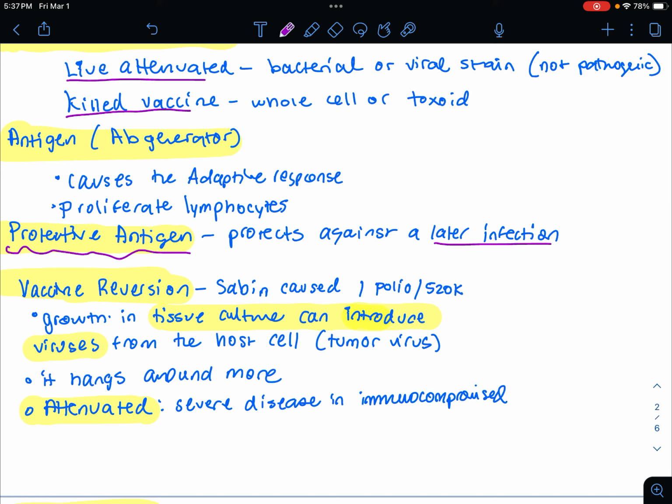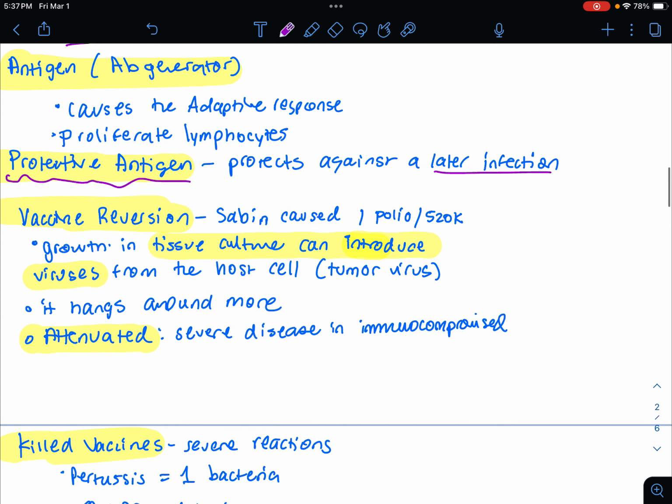Okay, so the oral Sabin vaccine, which was a live vaccine, we could have something called vaccine reversion, where the vaccine will produce one case of polio out of 520,000 people. And then the growth in tissue culture can introduce viruses from the host cell, and this could cause a tumor virus to be introduced, which you do not want.